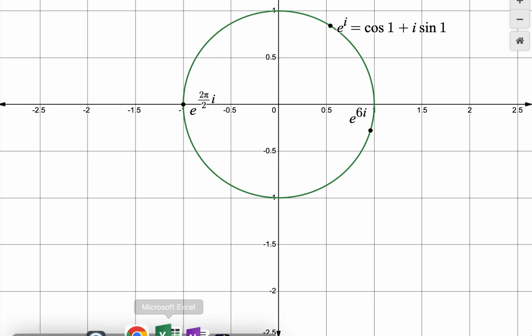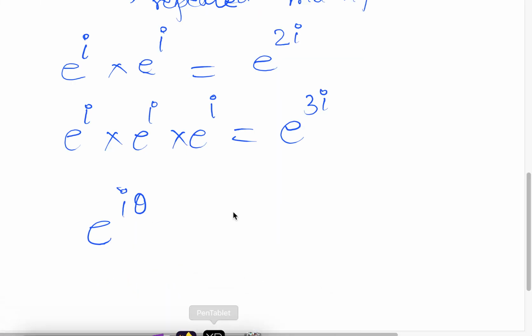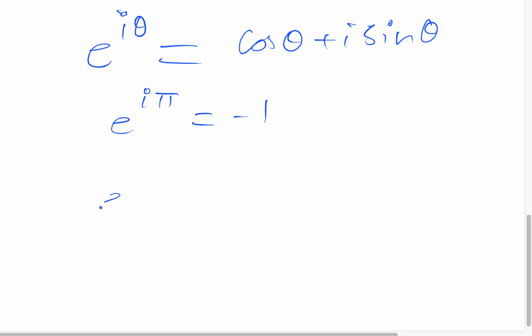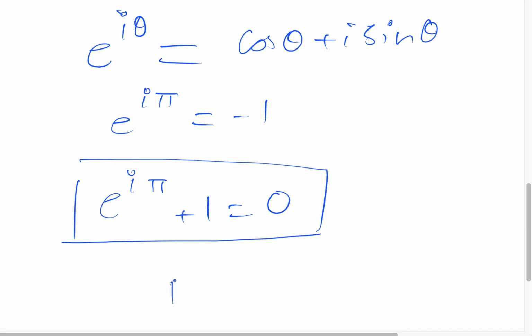And it also reminds us of the very famous formula. e raised to i theta is cos theta plus i sin theta. If I'm able to see the resemblance, when theta is pi, I will get e raised to i pi is equal to minus 1, which is e raised to i pi plus 1 equal to 0. This is the famous Euler's formula, and this comes from the Euler's form of representation of a complex number.